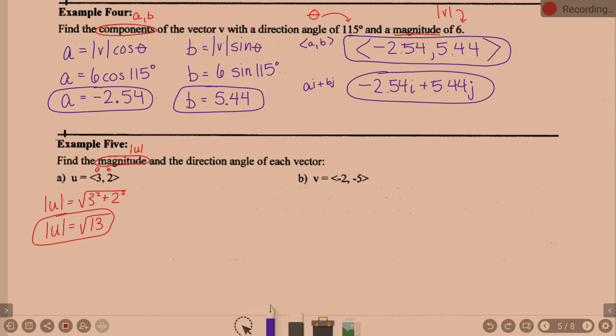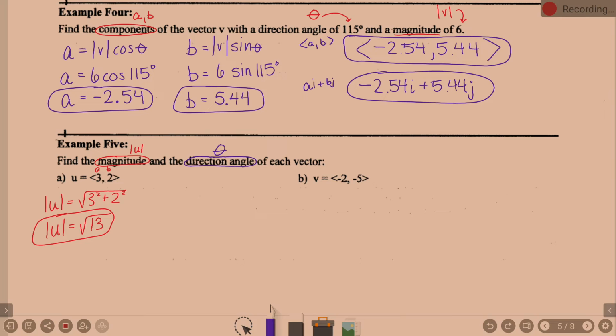What else are we asked to find? The direction angle. So what is it I'm looking for? What is theta? Yeah, we're looking for theta. So we need a formula or a way to find theta. Well, we can use A or we can use B, right? Does that make sense? So we can use A or we can use B?